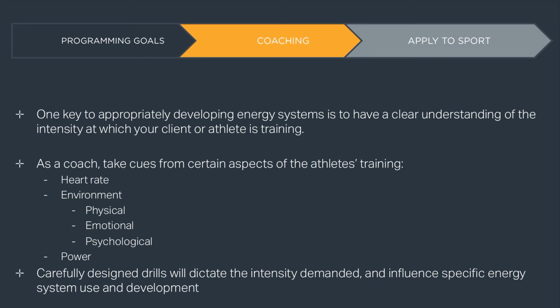Finally, carefully designed drills are going to dictate the intensity demanded based on the perceived amount of time it's going to take to complete that task, and therefore influence specific energy system use and development, augmenting the adaptation we get because we are more precisely applying the stimulus that we're giving to our athlete.